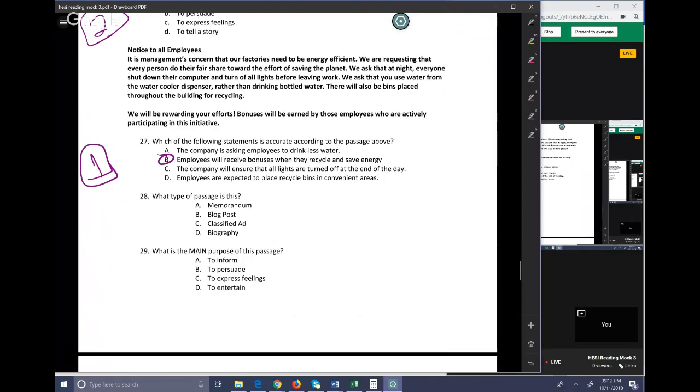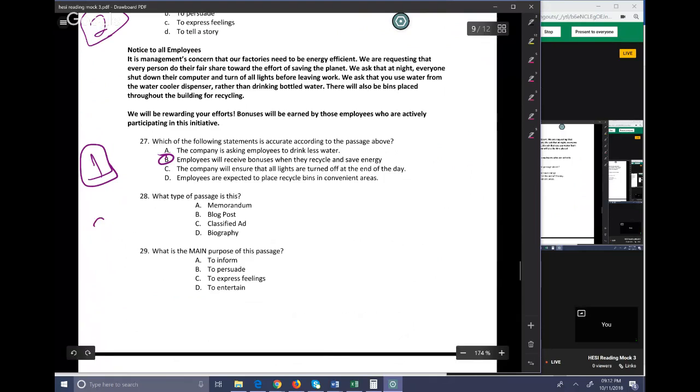A, they're not asking you to drink less water. They're asking you to drink a certain type of water versus another type. C and D are both incorrect because they've got a detail backwards. On C, they want you to do that, not the company to do it. On D, the company will do that, not you. So they've got you and the company in the wrong place.